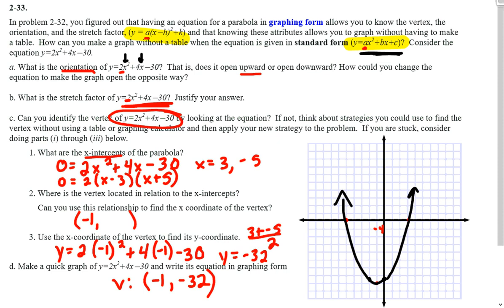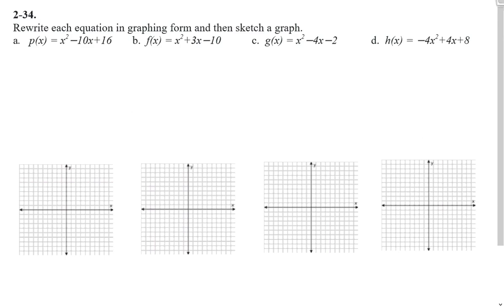And there's our graph from standard form. I did not make a table. I found my vertex, I found my x-intercepts, and I found my y-intercept with the symmetric point. Nice job. Okay, so the last 4 problems here, you're not going to do all those.